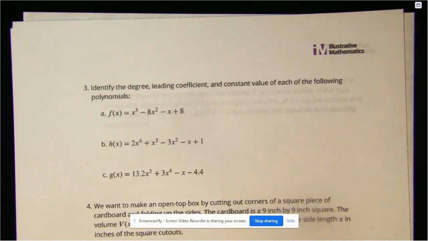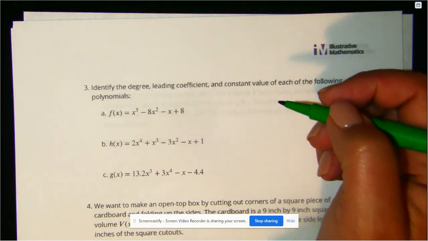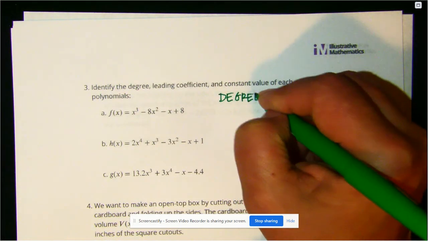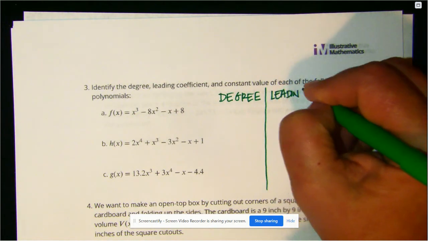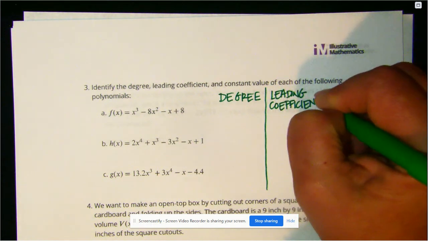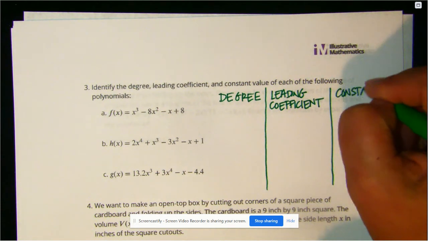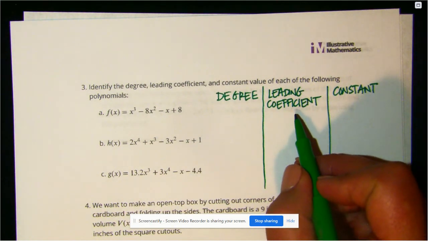Number 3, identify the degree, the leading coefficient, and constant value. All right. The degree, I'm going to make a little chart. Degree, leading coefficient. Might have dropped the ball on not talking about that on the summary. The leading coefficient is exactly what it sounds like. Lead, like you're the line leader, you're in front. Coefficient is a fancy way of saying number. So the number in front of the polynomial.